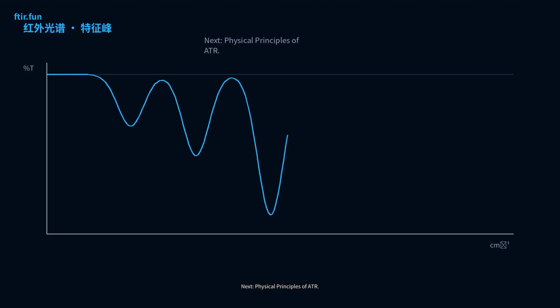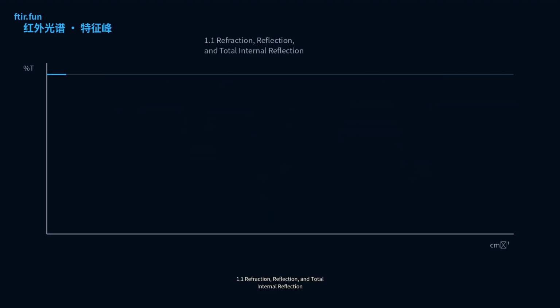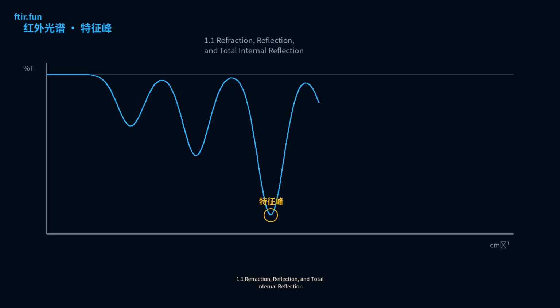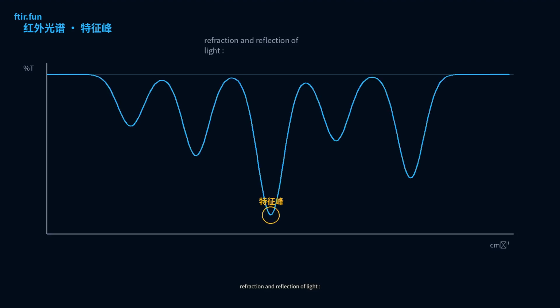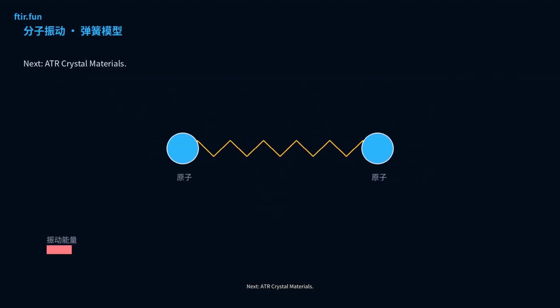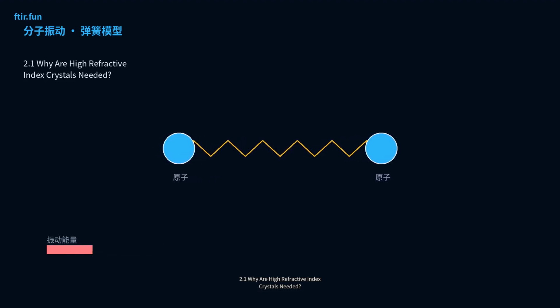Next, physical principles of ATR. 1.1 Reflection and total internal reflection. To understand ATR, let us first review the phenomena of refraction and reflection of light. Next, ATR crystal materials. 2.1 Why are high refractive index crystals needed?